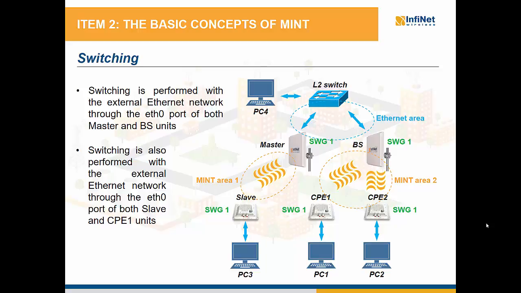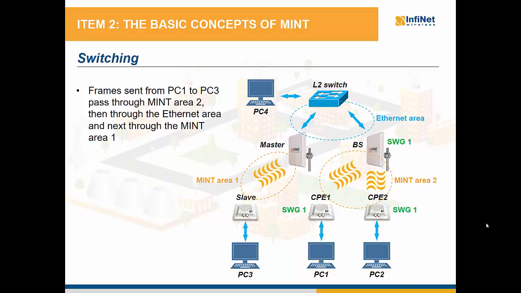Let's suppose in our setup that we want to allow communication between PC1 and PC3. In the default configuration, each unit from the R5000 series has the switch group number 1 enabled. Ethernet 0 and the RF5.0 interfaces are added to it, so the traffic is switched between the Infinet units without external intervention. Therefore, the traffic between PC1 and PC3 is allowed without the need to change the default configuration.